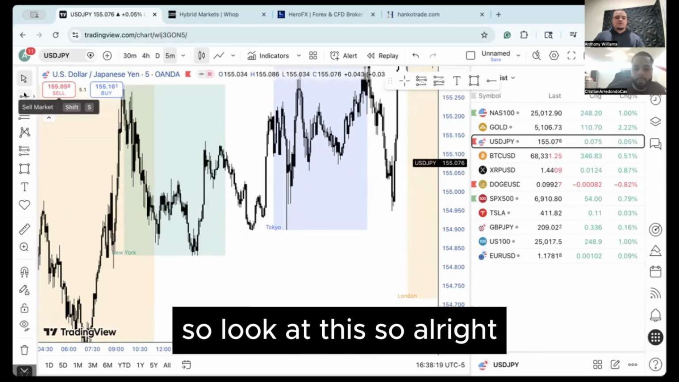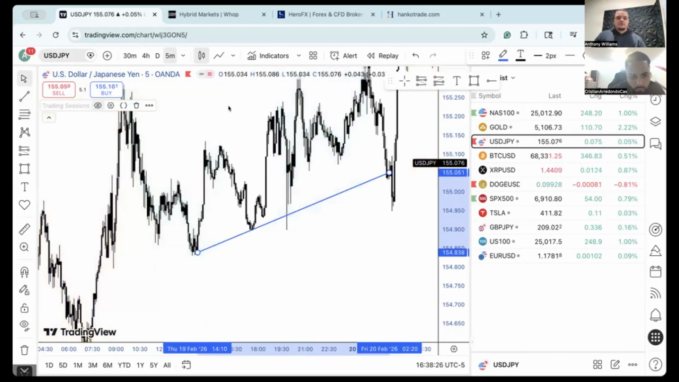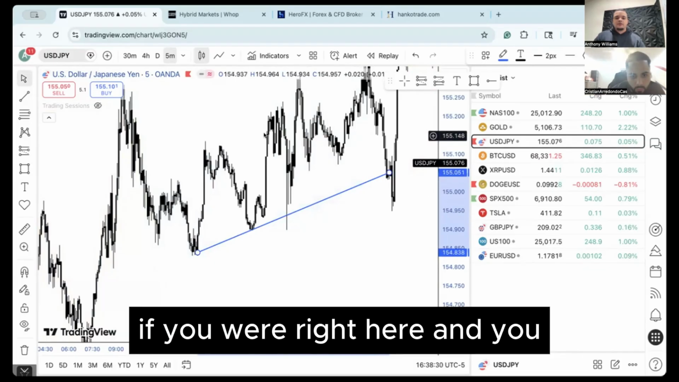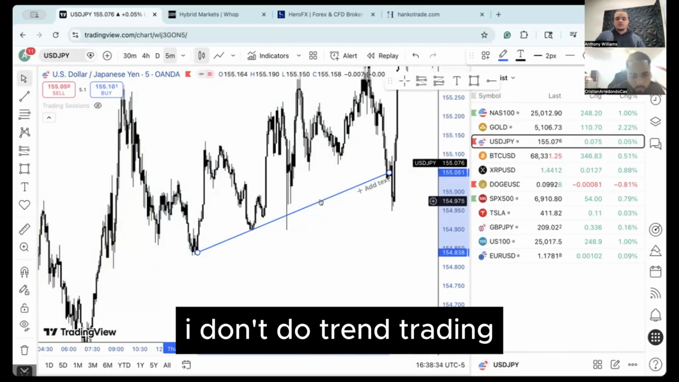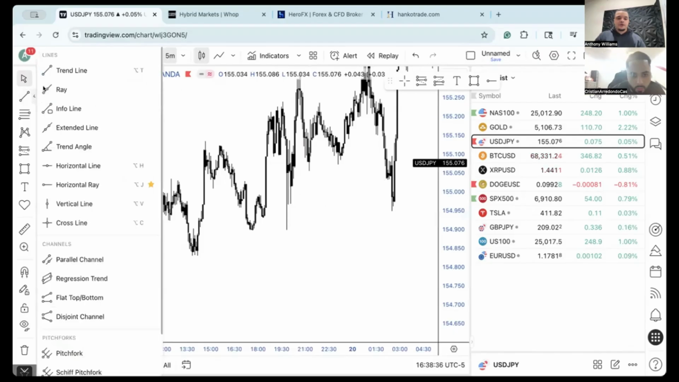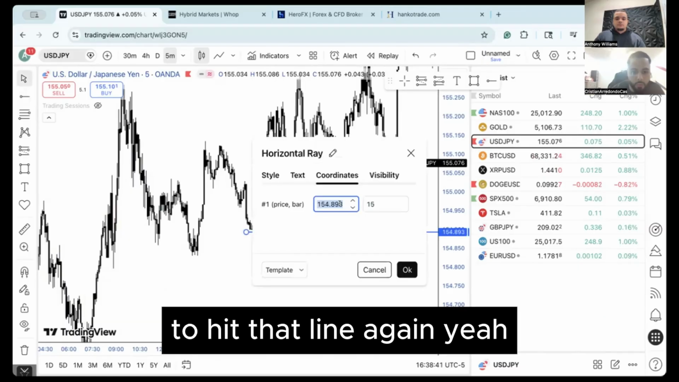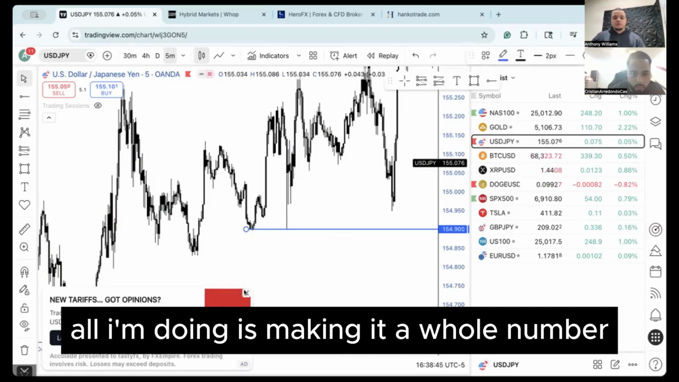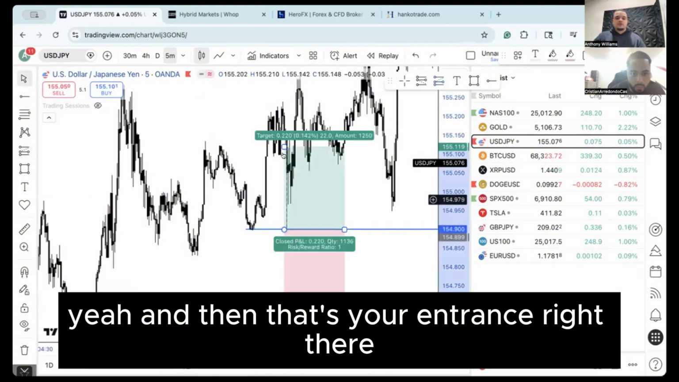Okay, so look at this. If we were buying, if this was the buying market and it came down, and you showed up right here, all you're doing is waiting for the market. I don't do trend trading. I just wanted to show you that we're buying. Then you're waiting for it to hit that line again, the whole number. All I'm doing is making it a whole number. And that's your entrance right there.